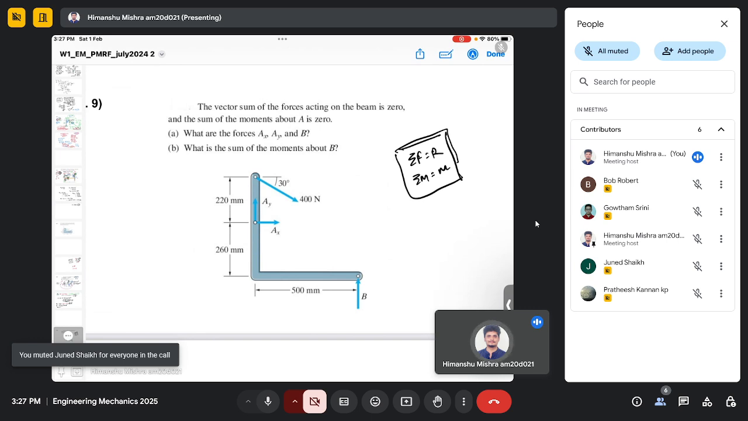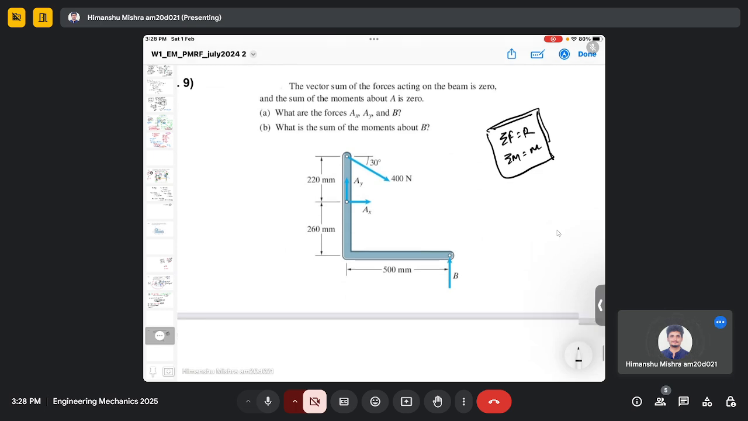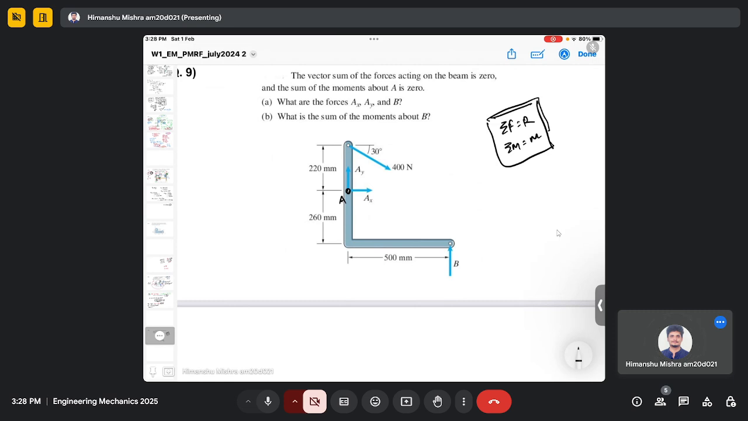So let's solve the problem. We are given that the vector sum of the forces acting on the beam is 0 and the sum of moments about A is 0. What are the forces Ax, Ay and B? What is the sum of the moments about B? So again we are given the condition that the moment at point A is 0, and we need to calculate the forces Ay, Ax and B, and we need to calculate the moment at point B also.